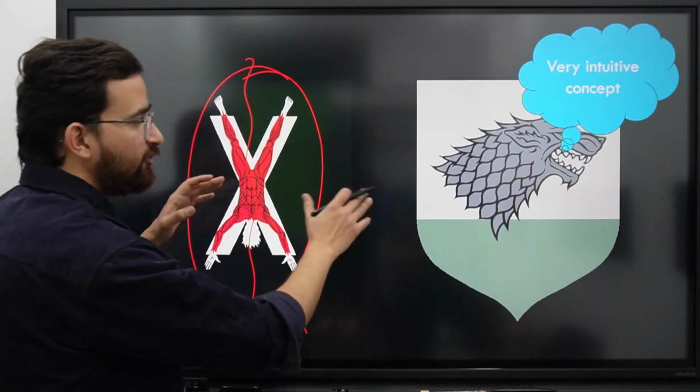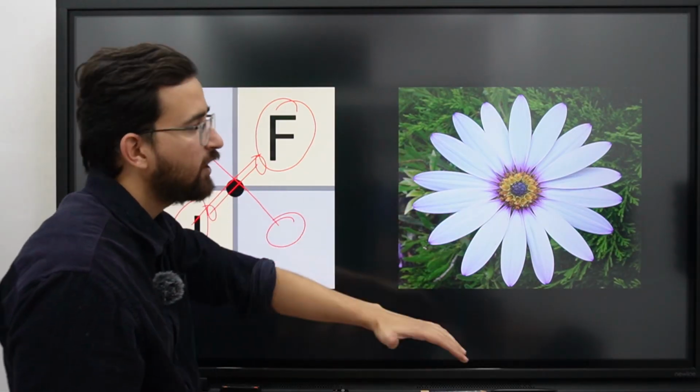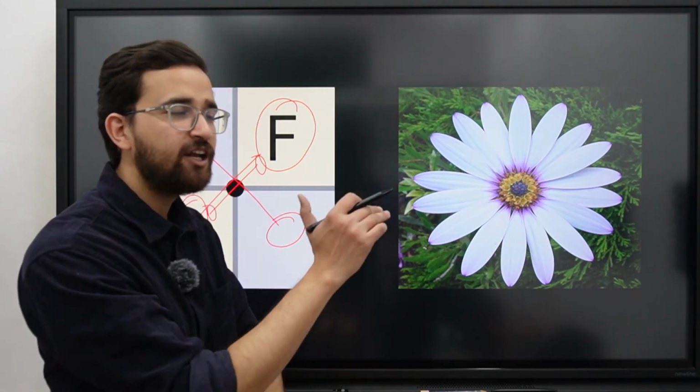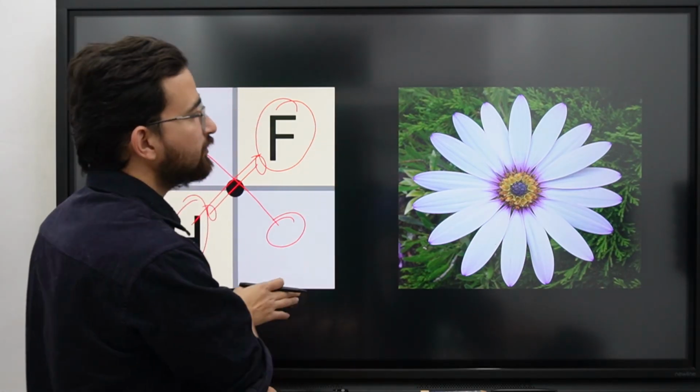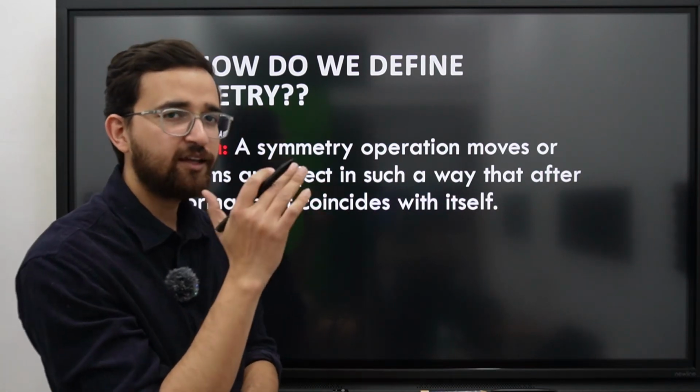So this was the motive of these examples. The motive was that we are able to see symmetry, but how do we define that? How do we scientifically define what exactly symmetry is? So what is symmetry? Symmetry is nothing but an operation.